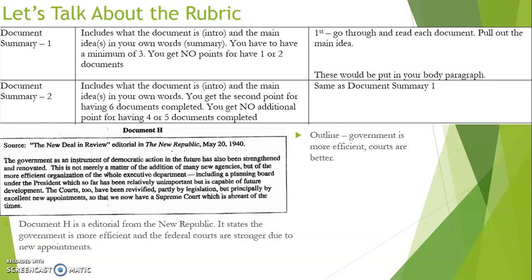I would write something like this. This would count as a document summary. So document H is an editorial from the Republic. That's my introduction, just introducing the document. It states that the government is more efficient and the federal courts are stronger due to new appointments. That's all you need. You need the main idea of the document, and that is it to get credit for a document summary.